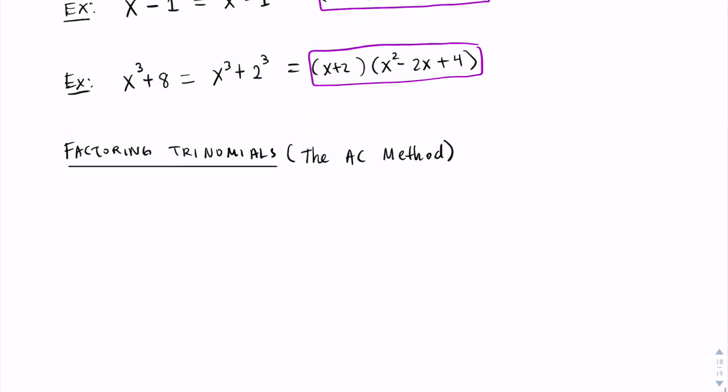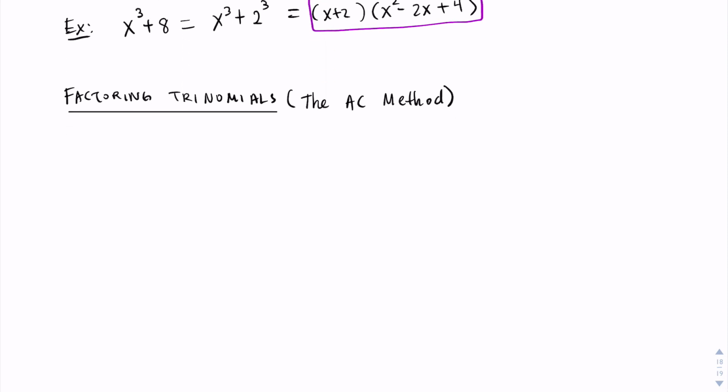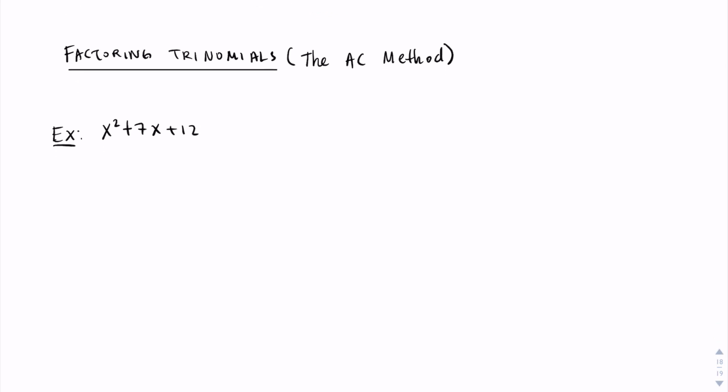Here's an example. We want to know whether something is possible to factor or is not possible to factor, right? And hopefully this method will tell us when something is not factorable and when something is factorable. So consider this. Here's our first example, and it's simple: x squared plus 7x plus 12. It's supposed to be a little bit simple.